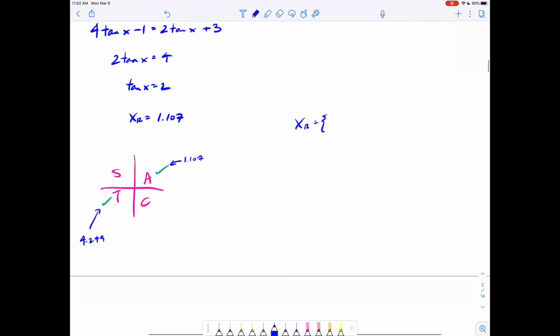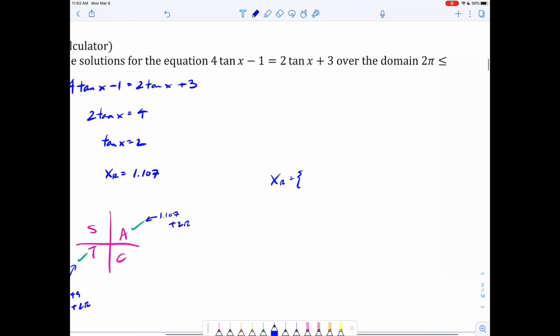But we'll just add 2 pi to each of these. And that'll be good. So if our original took us from 0 to 2 pi, we just add 2 pi to everything. And then we'll be going from 2 pi to 4 pi. So that's it.